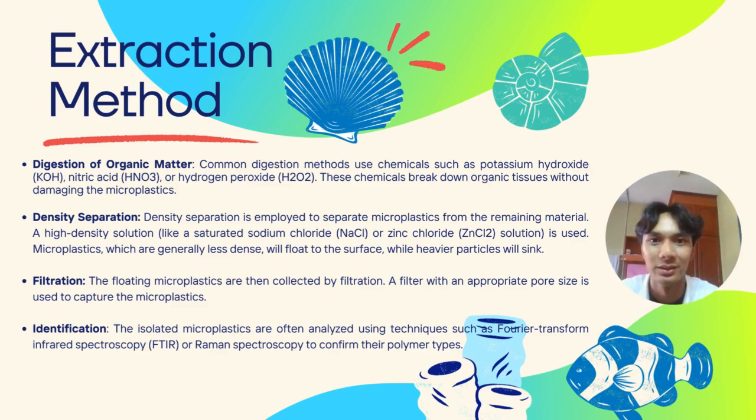Next, we can use the filtration to filter our microplastic according to the sample size. And then lastly, for the identification, we can isolate the microplastic by analyzing it using a technique such as FTIR or maybe Raman spectroscopy to confirm their polymer types.